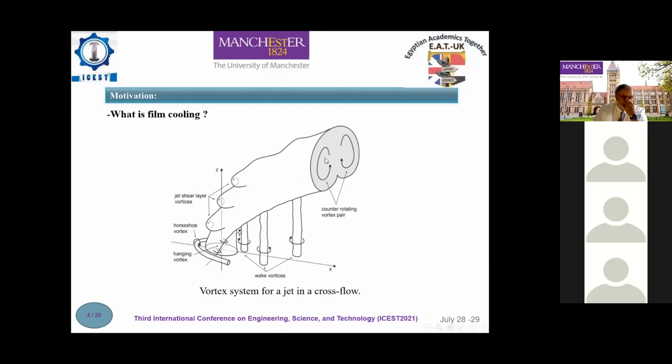Here is the main idea of our work. We need to reduce the effect of these vortices to keep the coolant near the blade surface by using an innovative design. I will explain this design later.